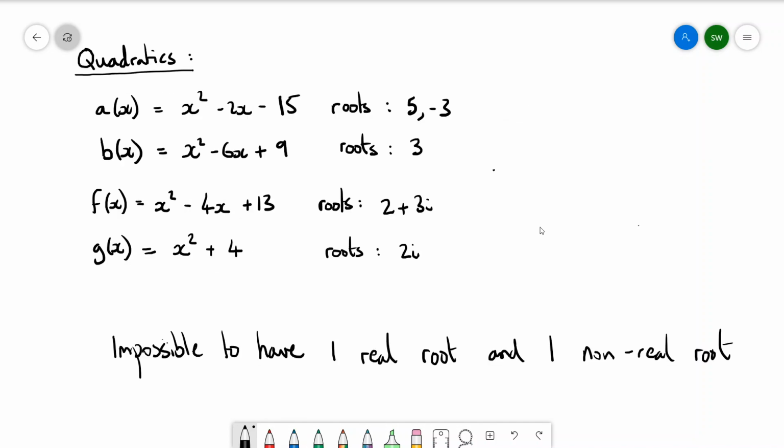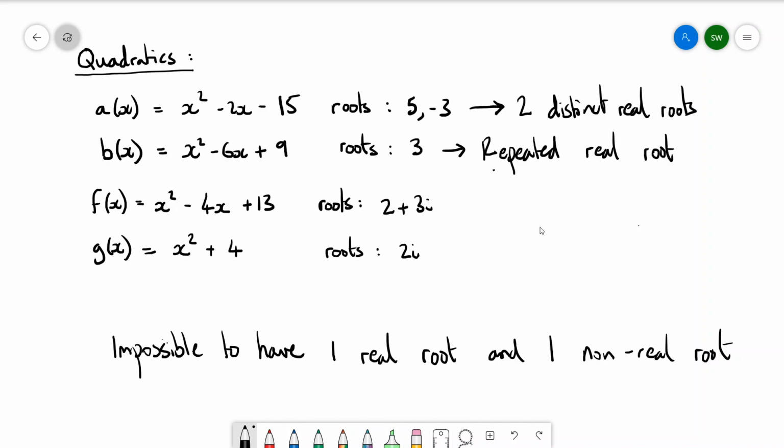So now we're in a position where we can look at all the different possible cases for the roots of a quadratic. The top two cases you've met before. For this quadratic, this is an example where you've got two distinct real roots. The next quadratic is an example where you've got a repeated real root. And the next two examples are ones where you've got non-real roots.